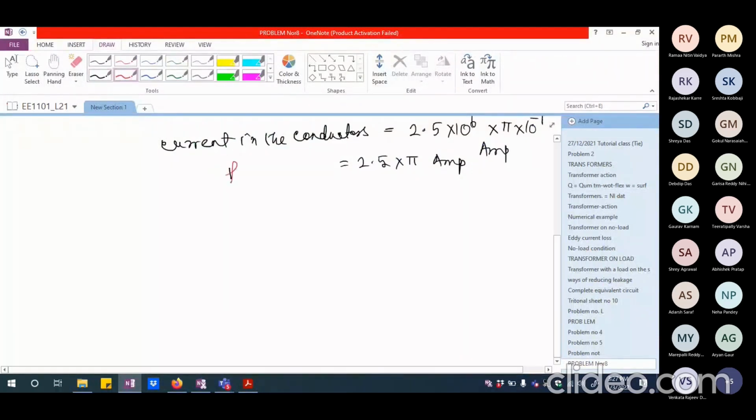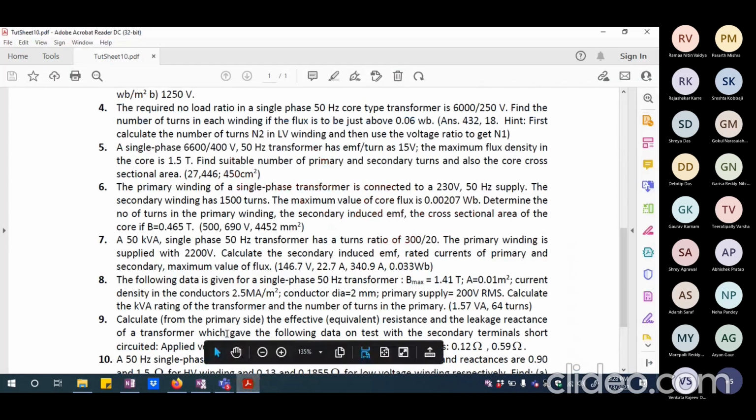So I can write the kVA rating will be equal to V1 multiplied by I1. So this is I1. So I should say 200 multiplied by 2.5 multiplied by pi, divided by 1000 if I say that is kVA rating. Otherwise it will be VA rating. Right? Volt ampere divided by 1000 is kVA rating. What else is asked?